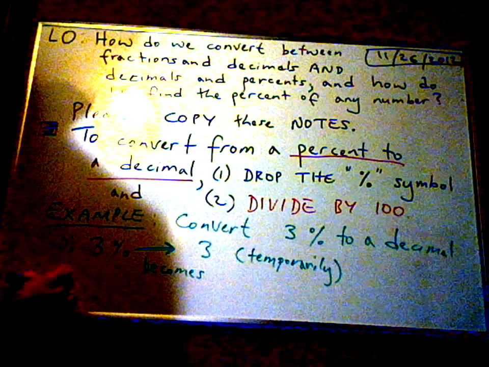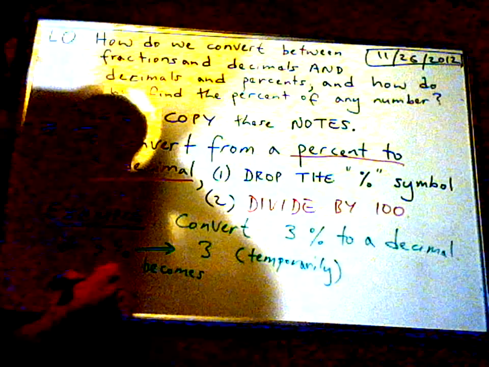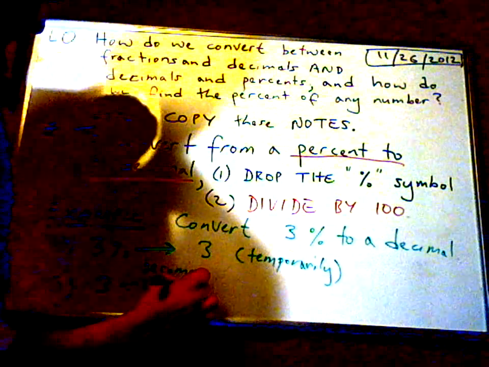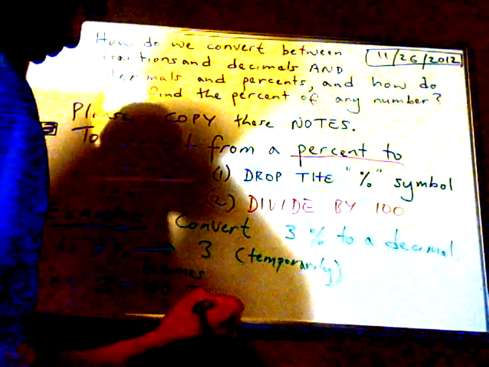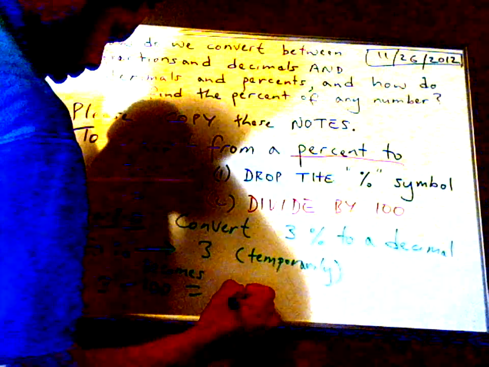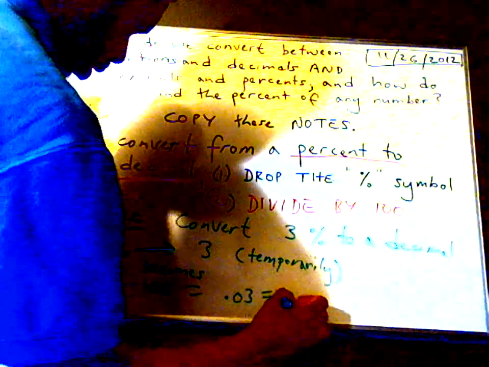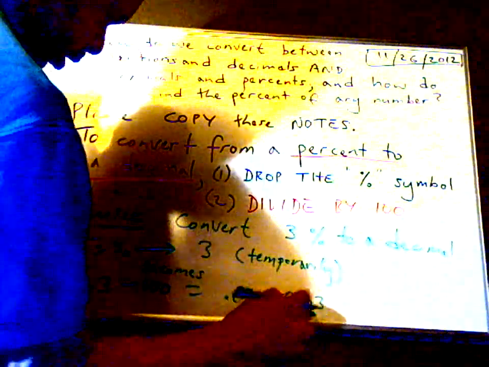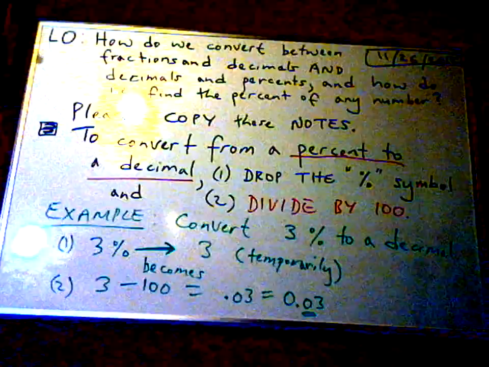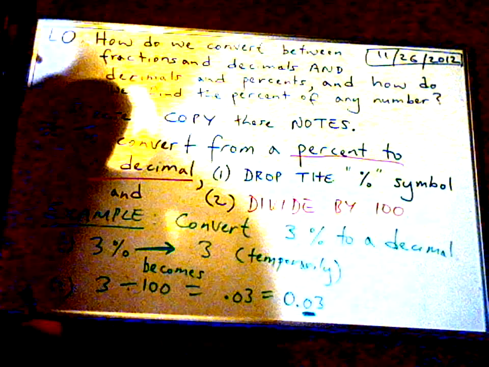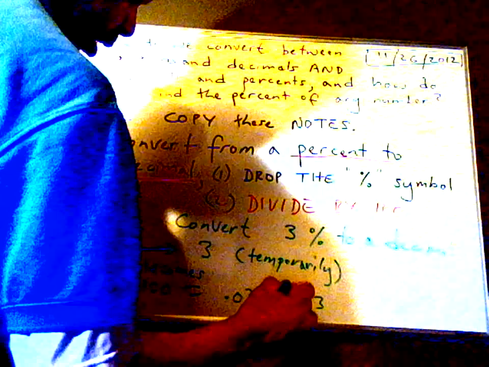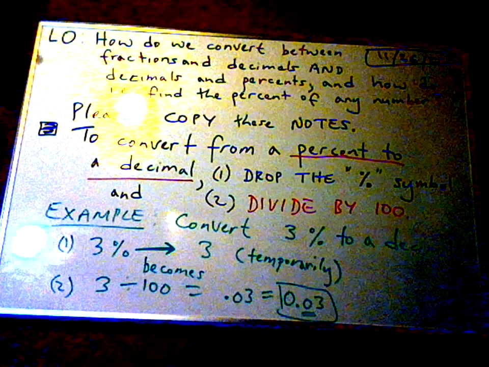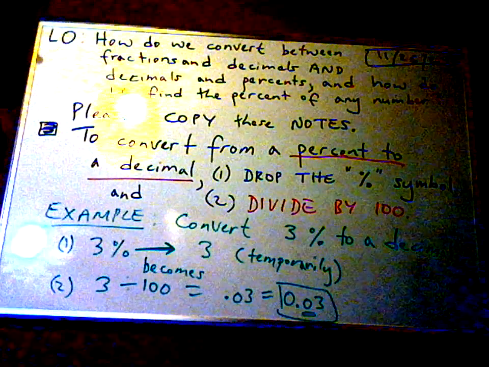And step 2, we have what? 3 divided by 100 is equal to 0.03, which is also written as .03. The important 0 is the one on the inside, not the one out here. So 3% is 0.03 as a decimal, okay? Are there any questions?